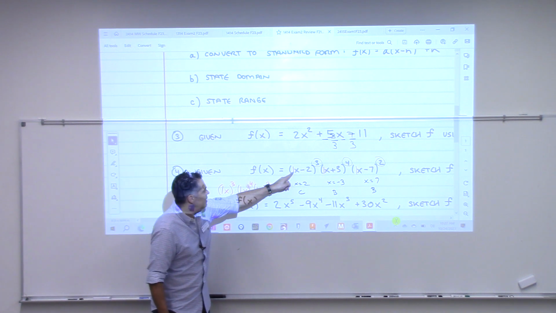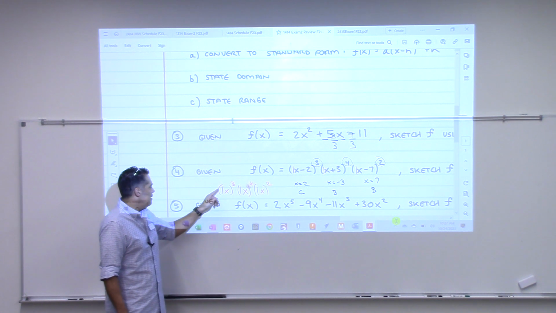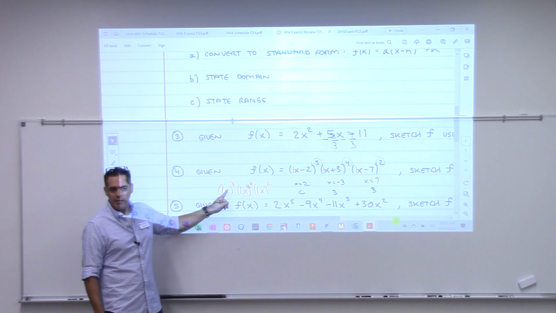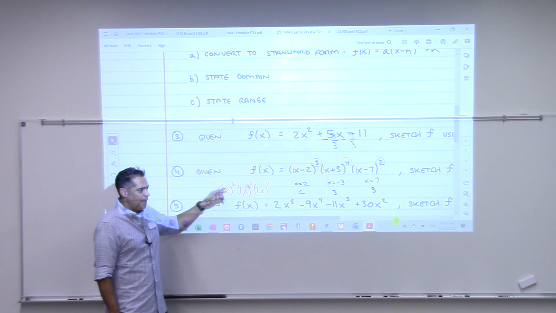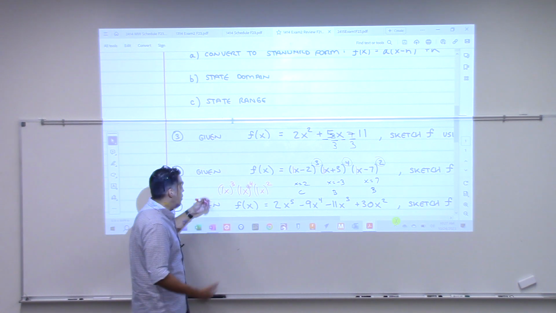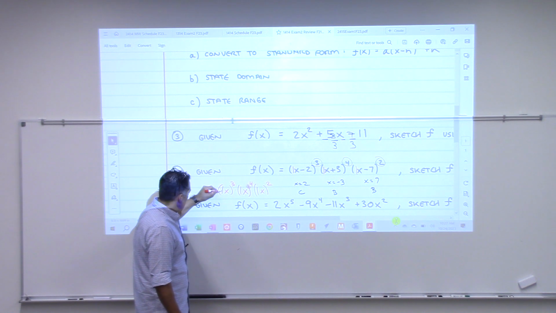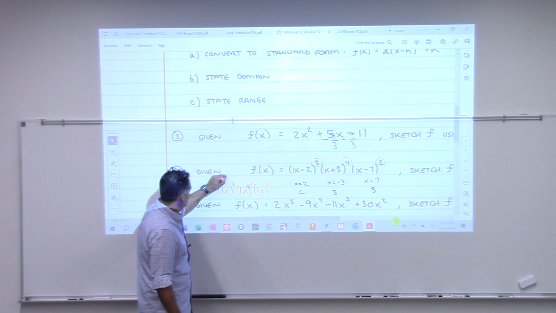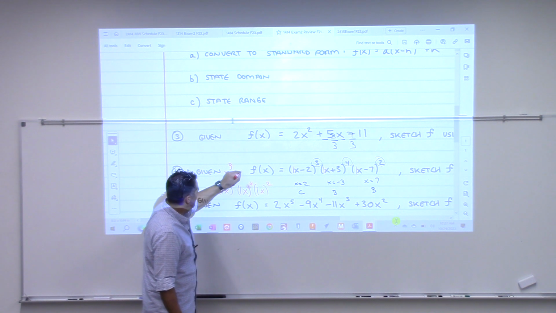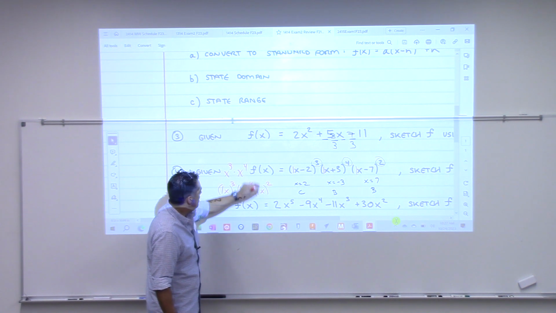Right? What if this was a -2 right here? Then -2 cubed would be -8, wouldn't it? So you have to pay attention to the numbers as well as the powers. So this right here would just give me x cubed. This right here would give me x to the 4th. And this right here would give me x squared.